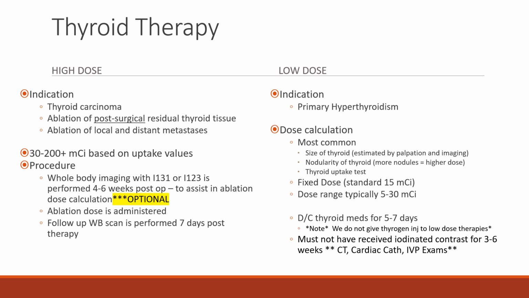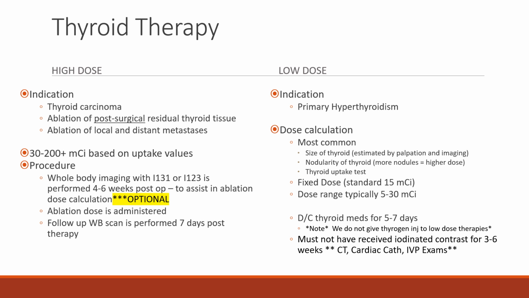The dose calculation for that, most common is to assess the size of the thyroid, the nodularity of the thyroid, and the thyroid uptake test. This is a fixed dose. Standard is 15 millicuries, and the dose range is typically from about 5 to 30. For the low dose thyroid, they usually will stay under 33, and the reason is because that's usually the trigger to make them be inpatients. And we can do this as an outpatient without risking the public dose. So typically 30 is enough to knock it back down to being a normal functioning thyroid.